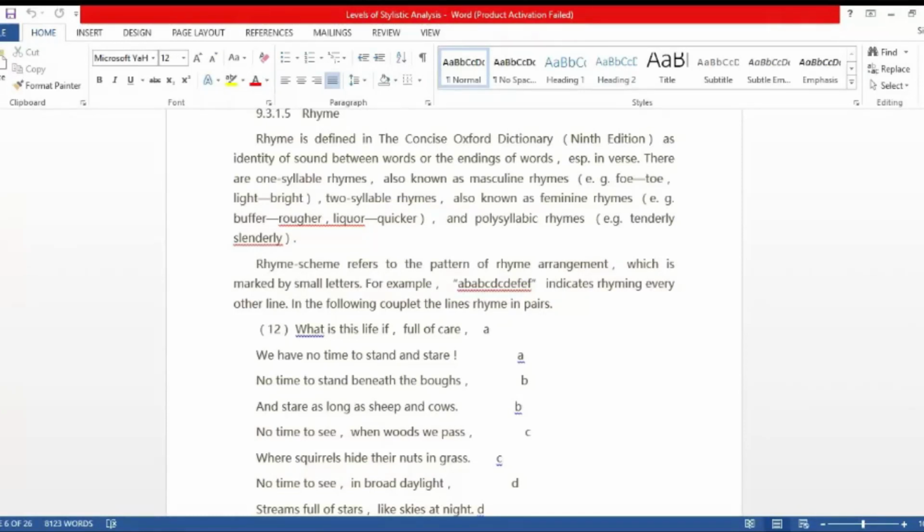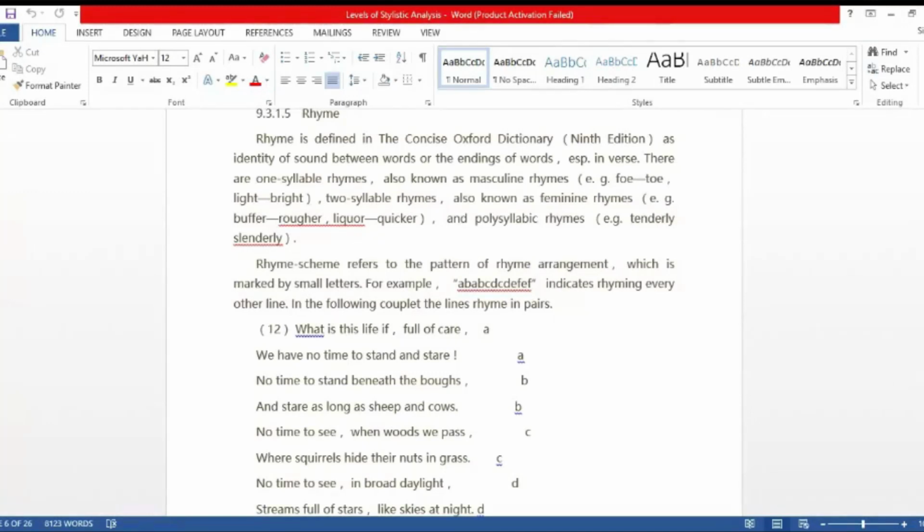जैसे अगर आप देख लें, "What is this life if full of care, we have no time to stand and stare, care and stare, bows and cows, pass and grass, daylight and night." So हम आखिरी words हैं उनकी sounds को देखते हैं and we see whether, okay, there is a first sound, we label it as A. Now if the second one matches, it ends with the same sound, stare, it ends with the same sound, that is why हम A ही use करेंगे.